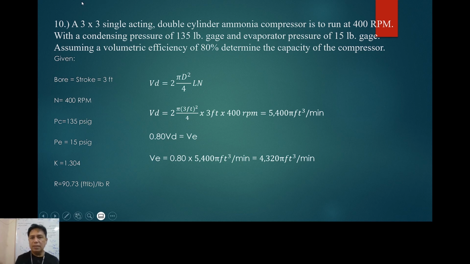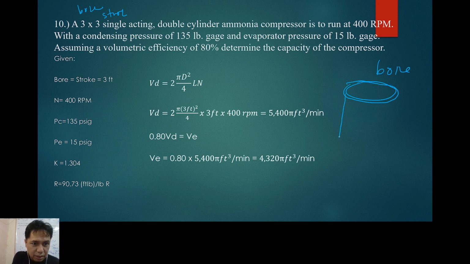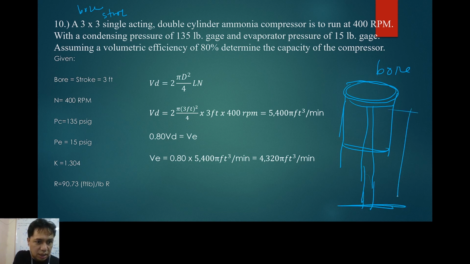Now, here, a 3x3 single acting double cylinder ammonia compressor. First, what is this 3x3? Bore by stroke. When you see this, this is the bore and this one is the stroke. Bore is the diameter of the piston. Then stroke is the length of the rod, up to this. So this is the stroke.